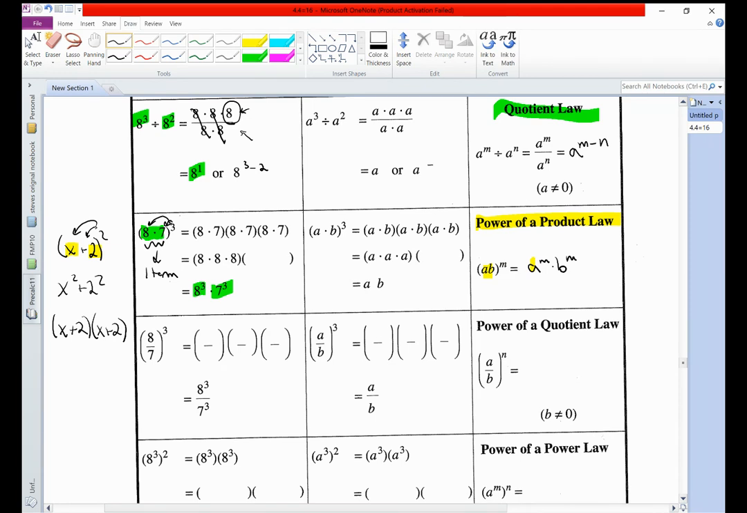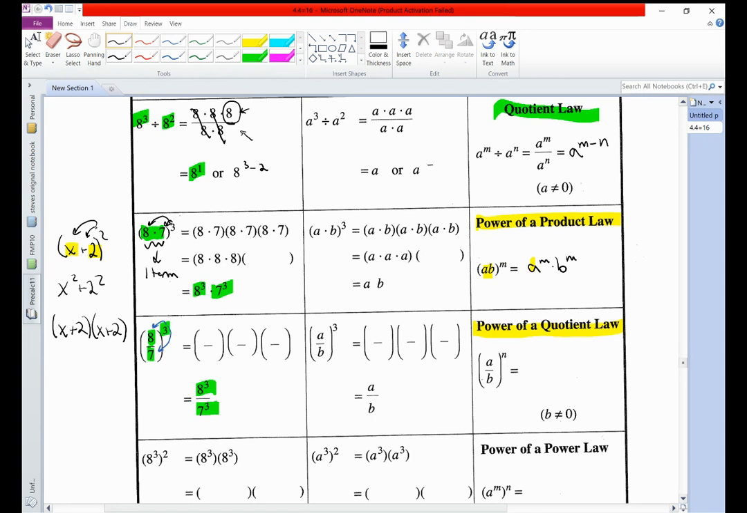All right, same thing with the power of a quotient law. It's the same idea, but now your base is a fraction or it's two terms divided by each other. So you can see here that we have 8 over 7 all to the power of 3, and that becomes 8 to the power of 3 over 7 to the power of 3. That 3 ends up acting on both numbers.